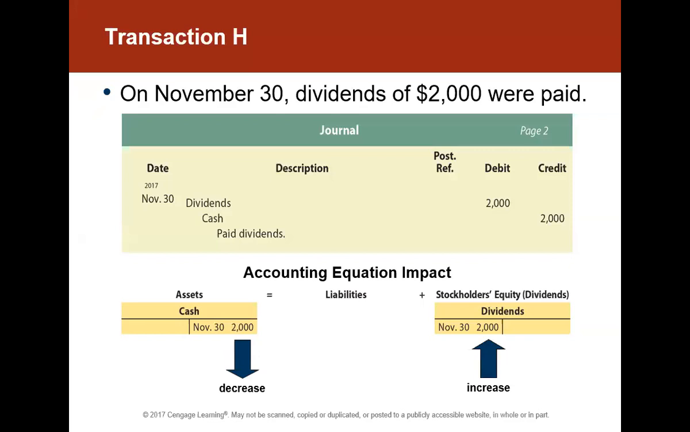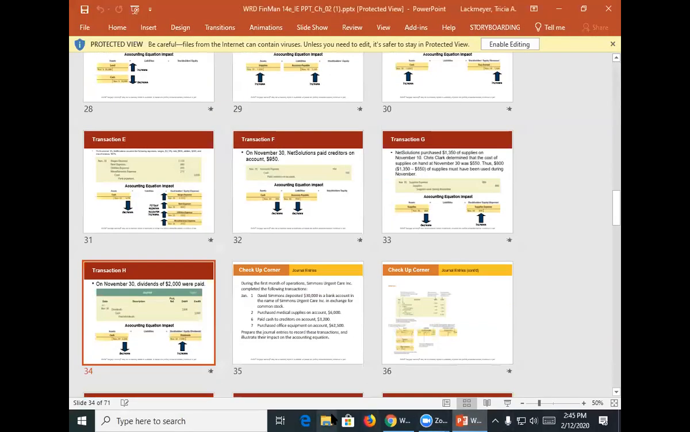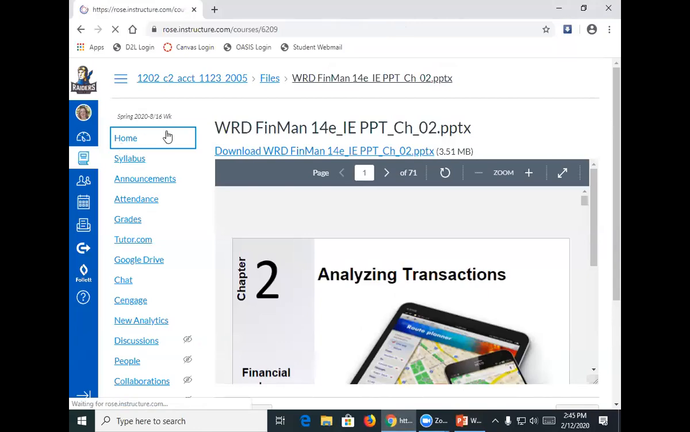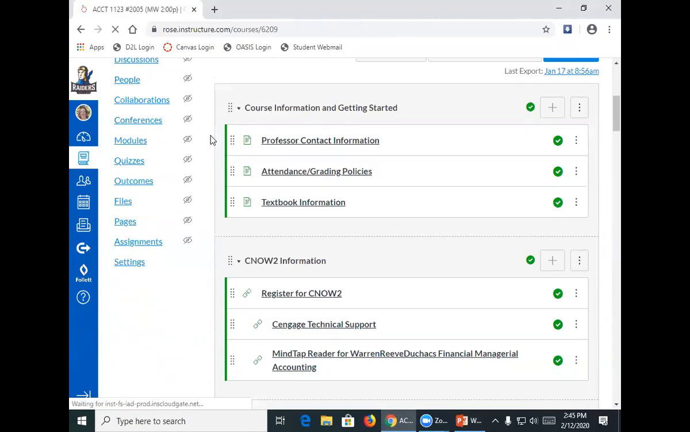So what I want to do now is switch over to the Chapter 2 practice. And we'll work on a month's worth of transactions in that to see how we're analyzing everything. So in Canvas, go ahead and log into Canvas and open up that Chapter 2 practice.